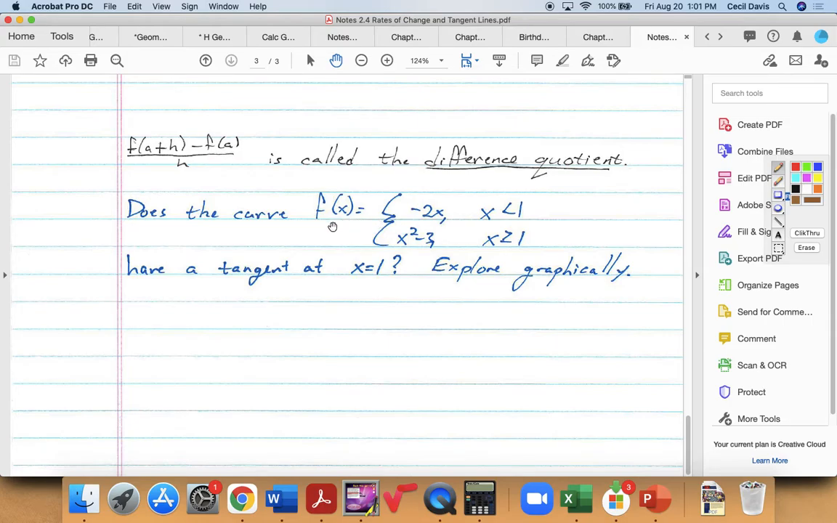Does the curve f of x equals negative 2x for x less than 1 and x squared minus 3 for x greater than or equal to 1 have a tangent at x equals 1? And it says to explore this graphically. Well, so let's take a look. Let's try it by hand first, and then we'll talk about how to do this on a calculator.